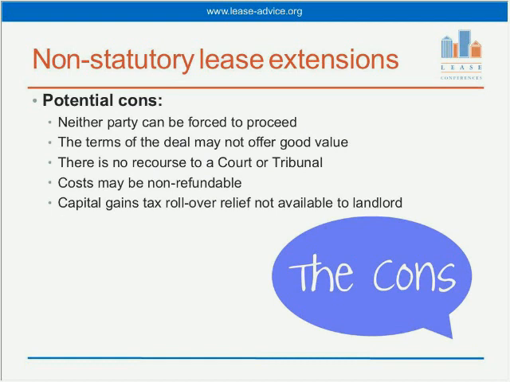There are potential drawbacks in any situation. It's gentlemen's negotiation. Neither party can be forced to agree a lease extension. The terms might not offer good value. I would expect somebody, particularly if a lot of money is involved, to take valuation advice on a lease extension outside the Act. There isn't a court or tribunal or arbitrator or judge or referee who can decide any outstanding issues, be it the price or terms of the new lease, if agreement cannot be reached in a voluntary lease extension. And capital gains tax rollover relief, I understand, is not available to the landlord in a non-statutory lease extension.